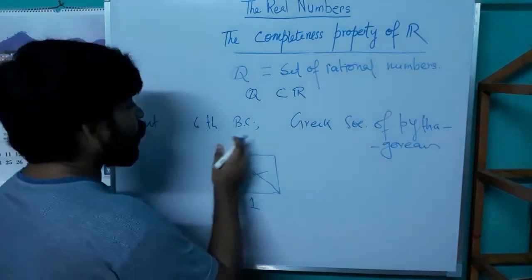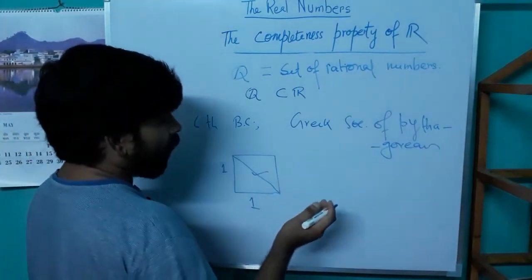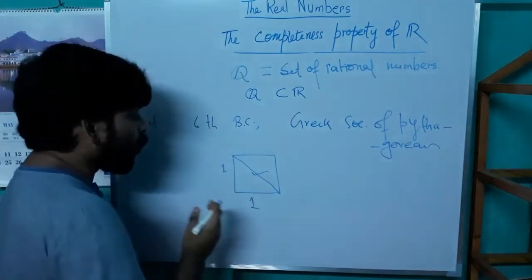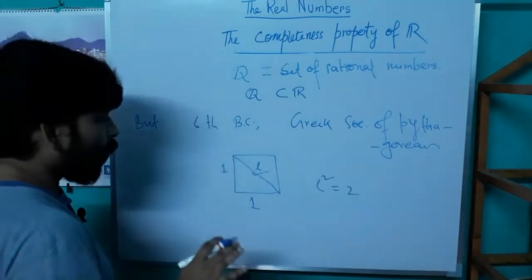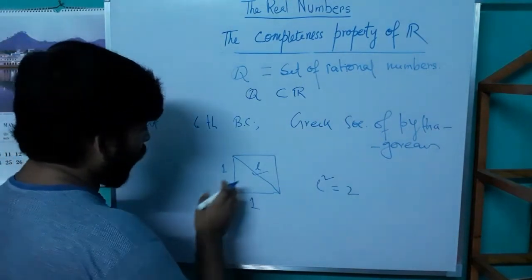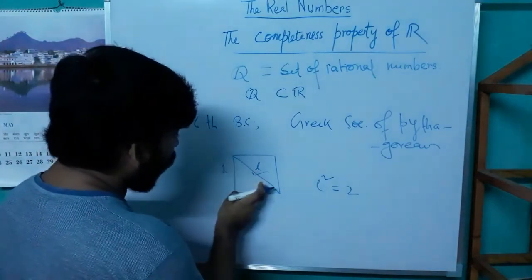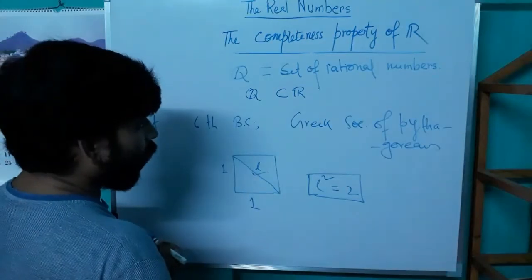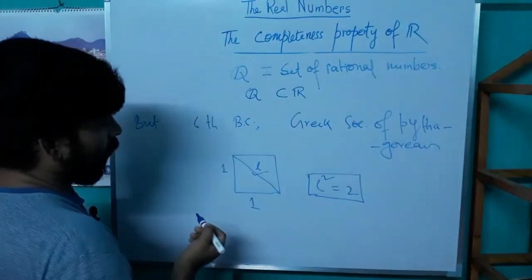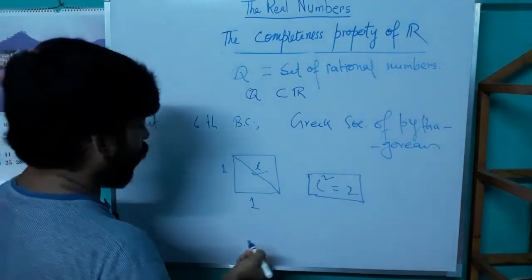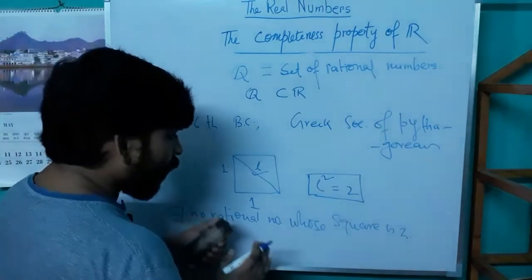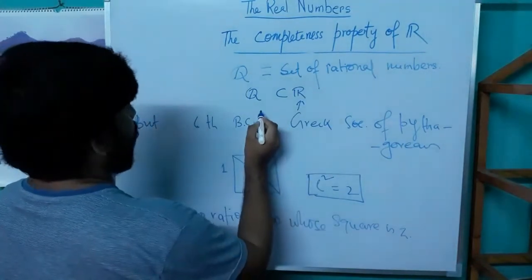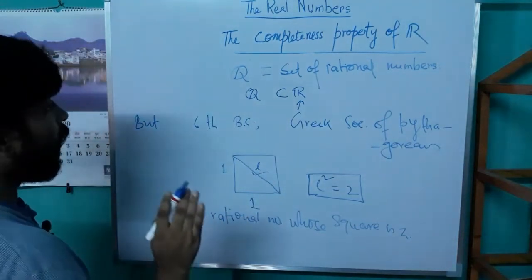We have already seen that the set of rational numbers is a subset of real numbers. But in the 6th century BC, the Greek society of Pythagoreans discovered that the diagonal of a unit square cannot be expressed as a ratio of two integers. If we apply the Pythagorean theorem here, the square of the diagonal is 2. They discovered that there exist no rational numbers whose square is 2. So this result tells us that there are real numbers which are not rational.